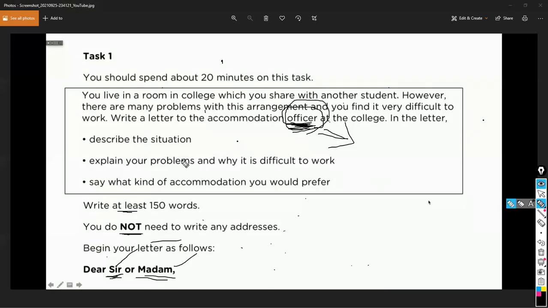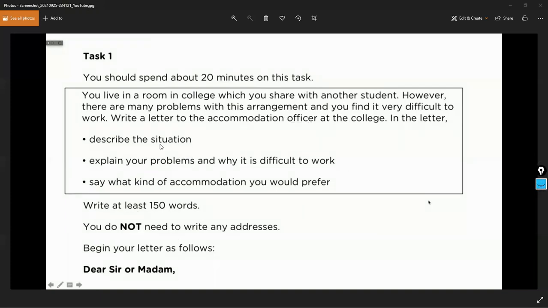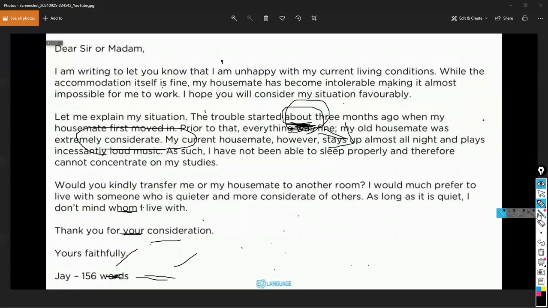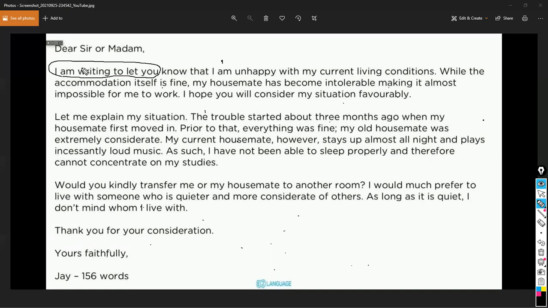Now, guys, I have to explain in general the situation. Now let's learn how I can explain my situation in a polite way. Now I'm writing to let you know. Guys, keep this in your mind all the time: I'm writing to inform you. This is the best expression for formal writing.